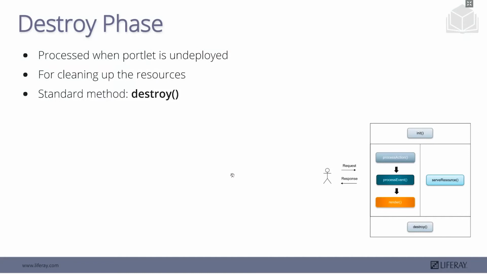And last but not least within our portlet phases is the destroy phase. So the destroy phase is analogous to uninstalling a portlet. So when we undeploy our portlet, this is when the destroy phase is called. So any sort of cleanup, any sort of disconnecting, anything that we want to get rid of as we're uninstalling our portlet, this is what the destroy phase is going to do. And so the destroy phase has the destroy method that corresponds with it.